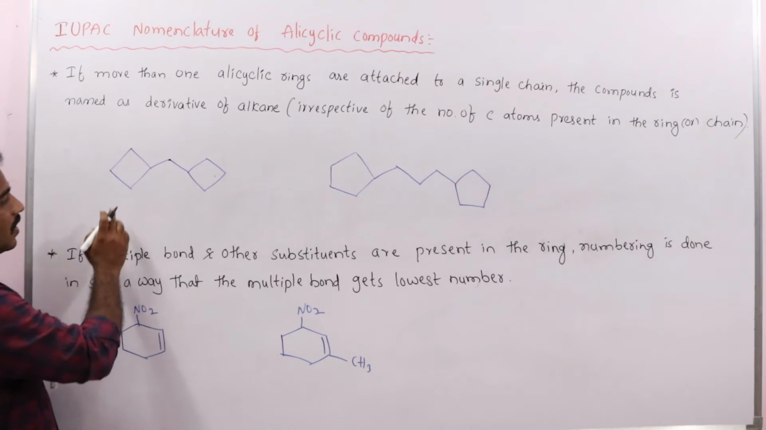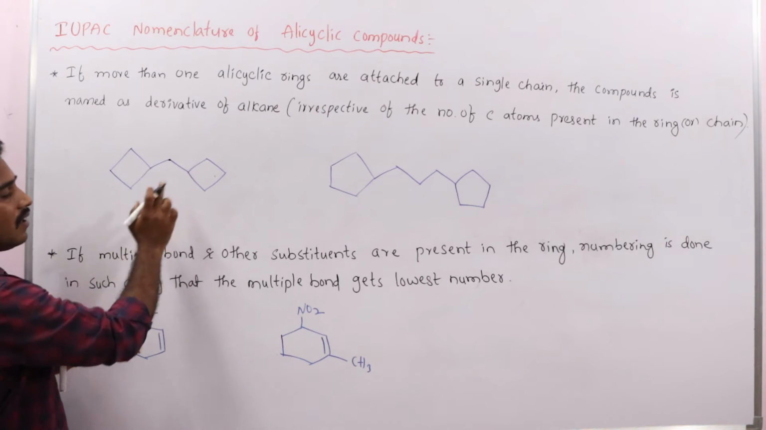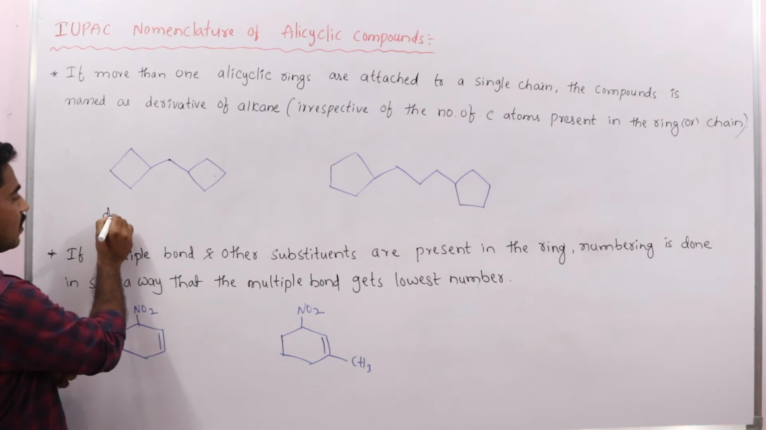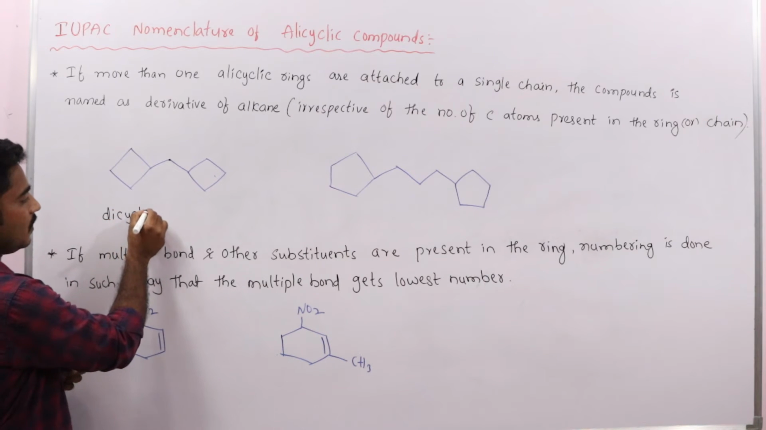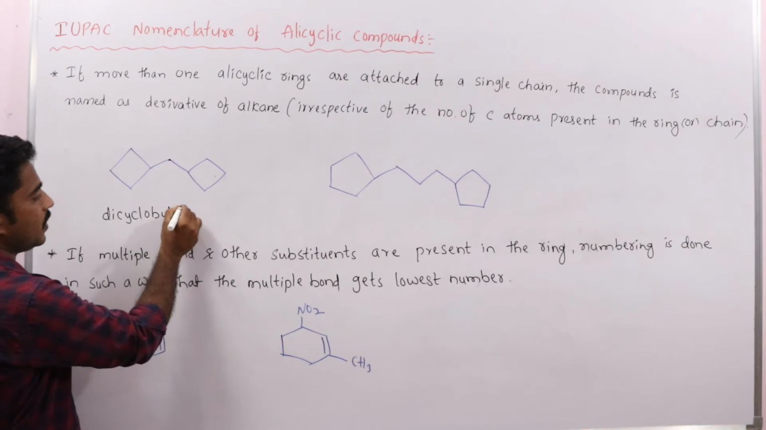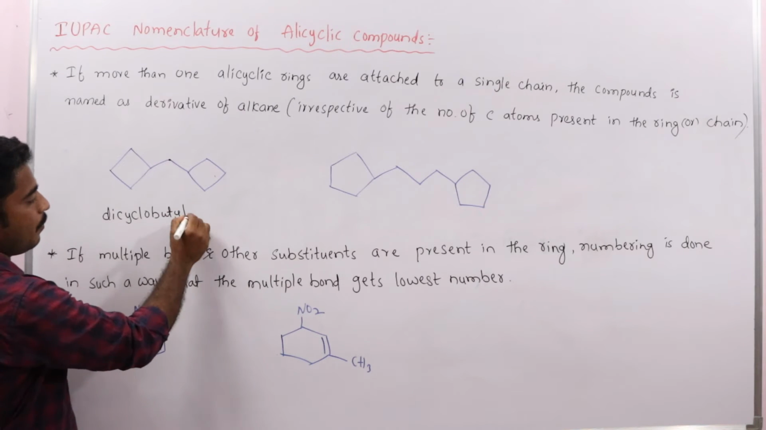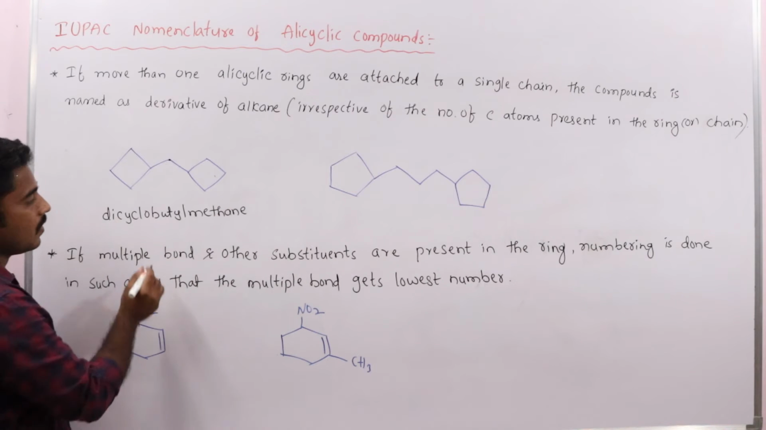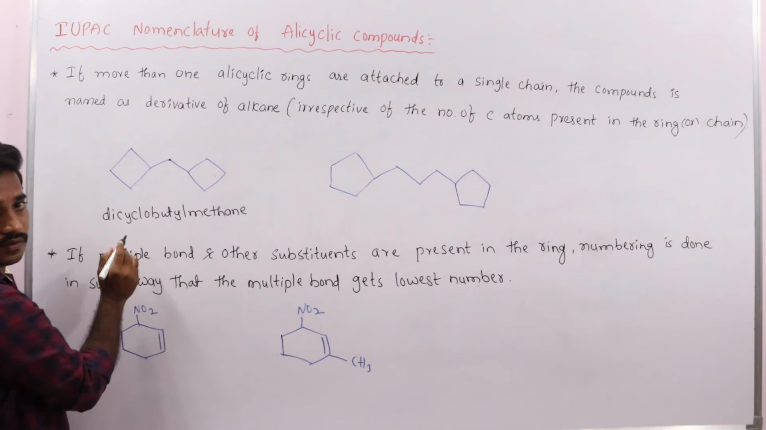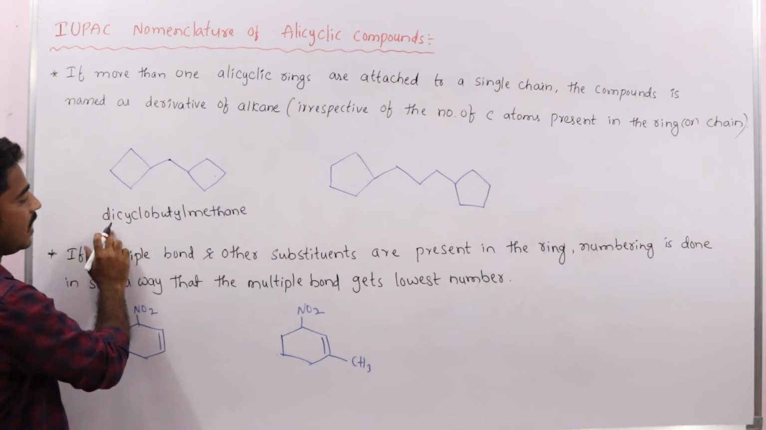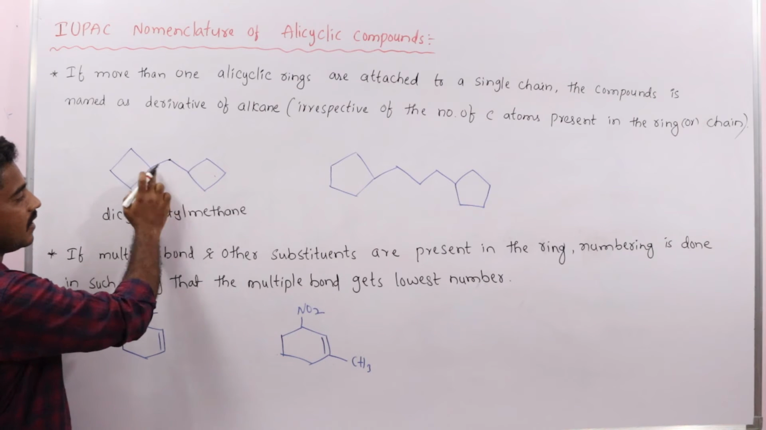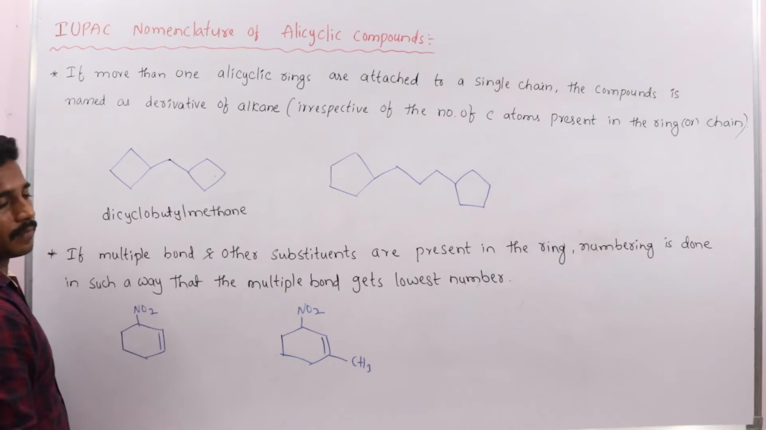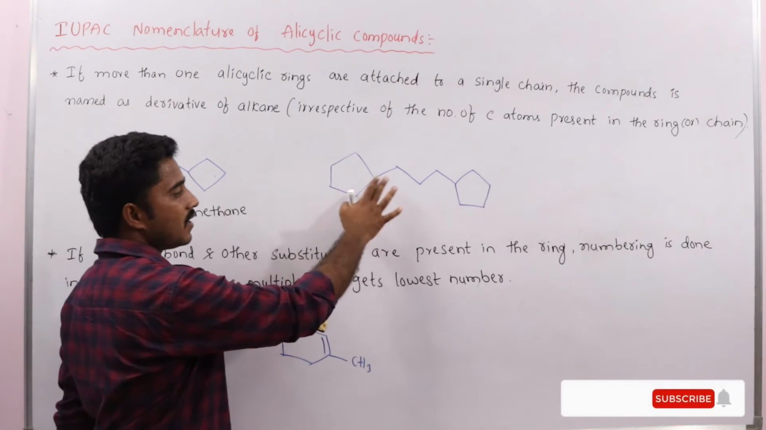So let us see here, 2 rings are there. 2 cyclobutyl rings are present. So that's why we should write dicyclobutyl methane. Dicyclobutyl methane. Methane means here this CH2 is there. Methane, dicyclobutyl, 2 cyclic rings are there with 4 carbons. Dicyclobutyl methane.